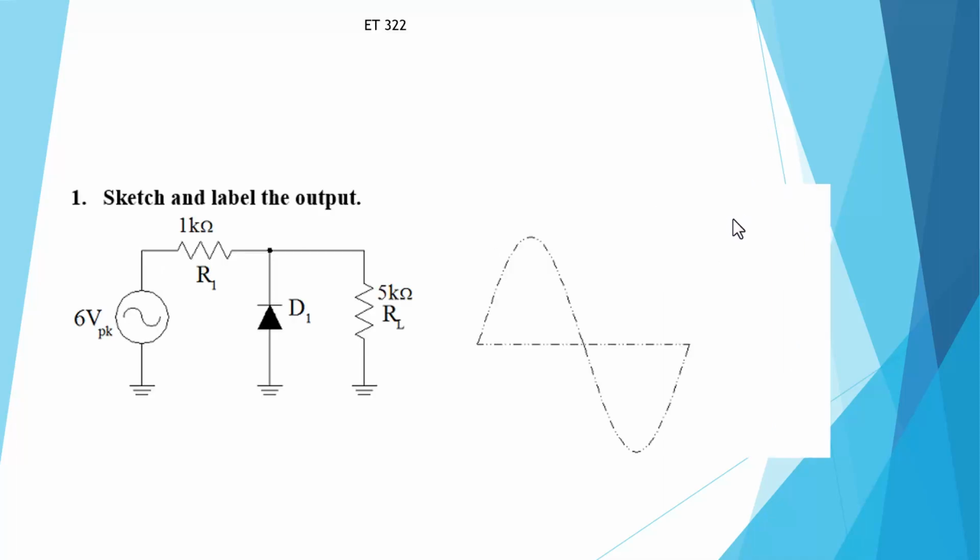In order to do this problem, we need to figure out what the voltage divider is with the resistor in parallel with our diode. So we're going to use the voltage divider formula. So it's V times the load over the load plus R1.